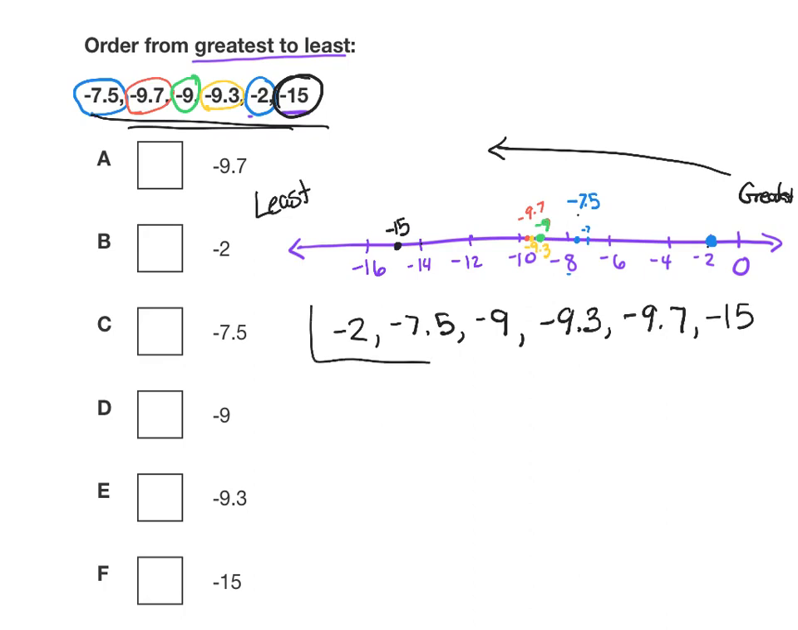So this is from greatest to least. My greatest number is negative 2, and my least number in this group is negative 15. All right, so that's the end of comparing negative numbers.